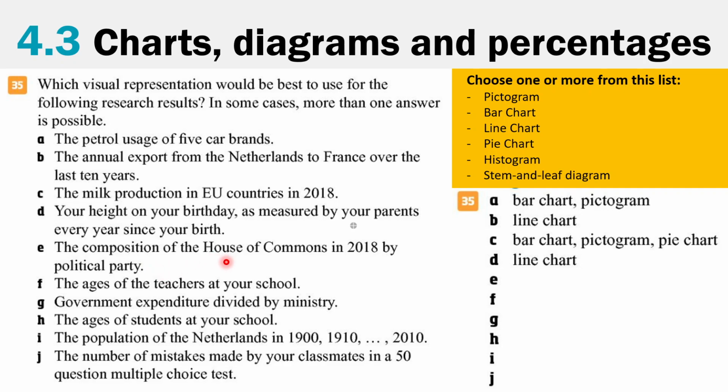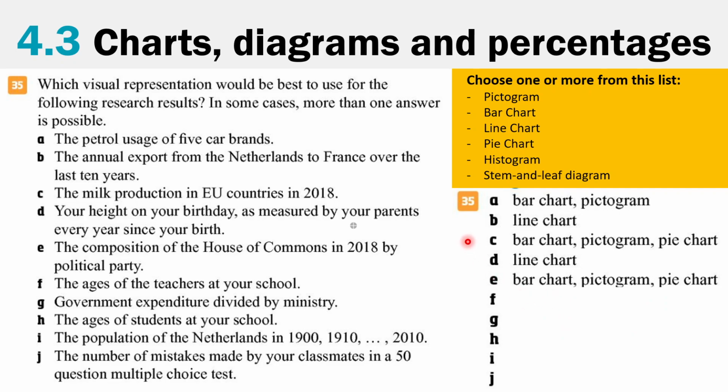E. The composition of the House of Commons in 2018 by political party. I think actually, I give the same three choices as with C. Again, pictogram, yeah, right. I'm more interested in why bar chart or why pie chart. I think here they're both equally correct. In pie charts, it's easier to see what the distribution is compared to each other. Bar chart, I think, is more often used in papers for this kind of topic, but again, both are correct.